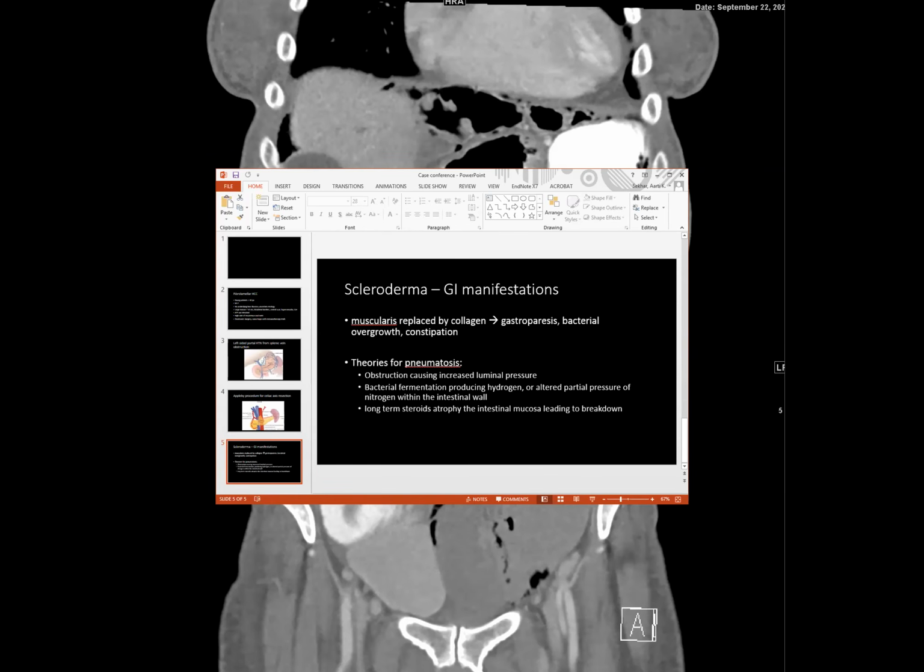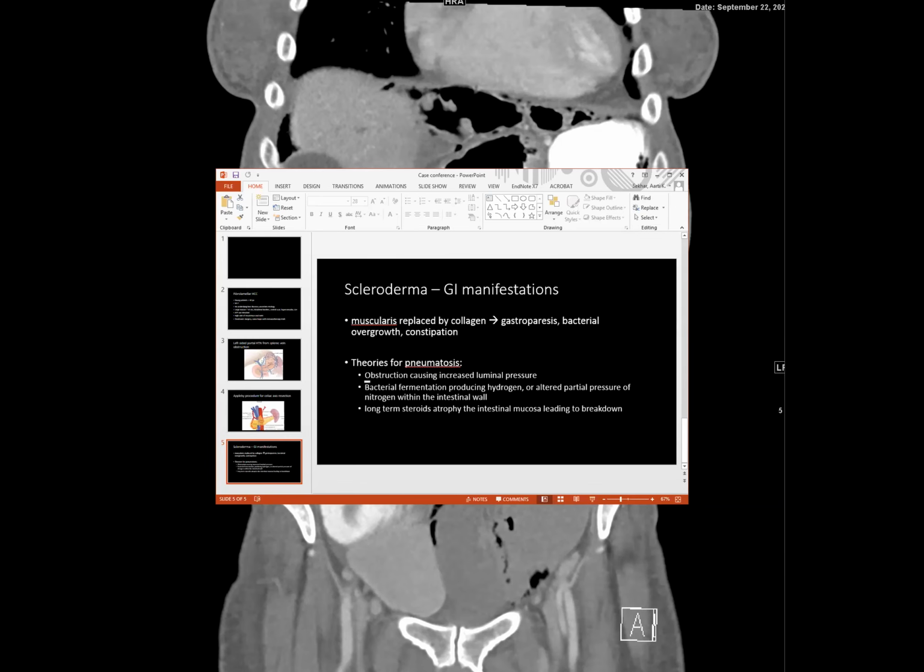There was a report from Japan of like 39 patients, and I think these are all case reports. They looked at a series of case reports, and I think 70% of them had pneumatosis. So at least when people are writing case reports about them, it's common, and the patients do well with just conservative therapy.